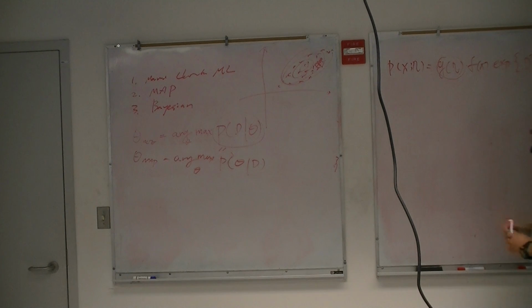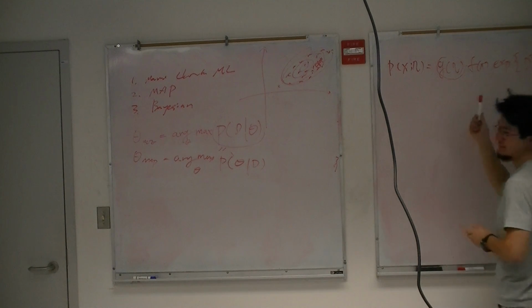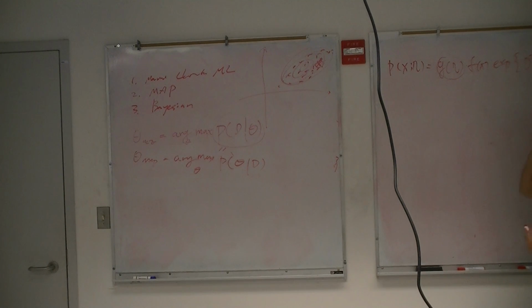Let's see an example of the Bernoulli distribution in terms of the exponential family, and then we are going to go to deriving maximum likelihood for the exponential family. And if we have time, we can go to the generalized linear model from this exponential family.